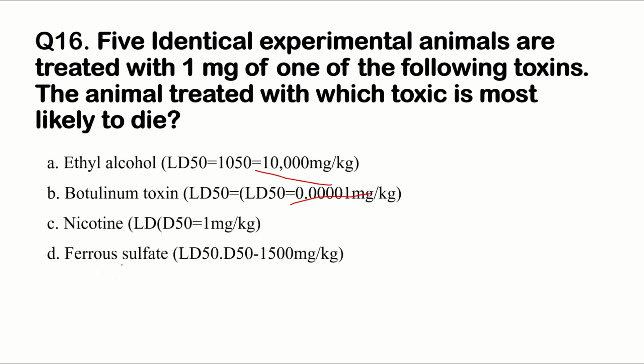and ferrous sulfate. Here are four options and different toxins: ethyl alcohol, botulinum toxin, nicotine, and ferrous sulfate. So we can say that the LD50 value of botulinum toxin is low, so this is the most lethal, and the animal is most likely to die. So the right answer is option number B.